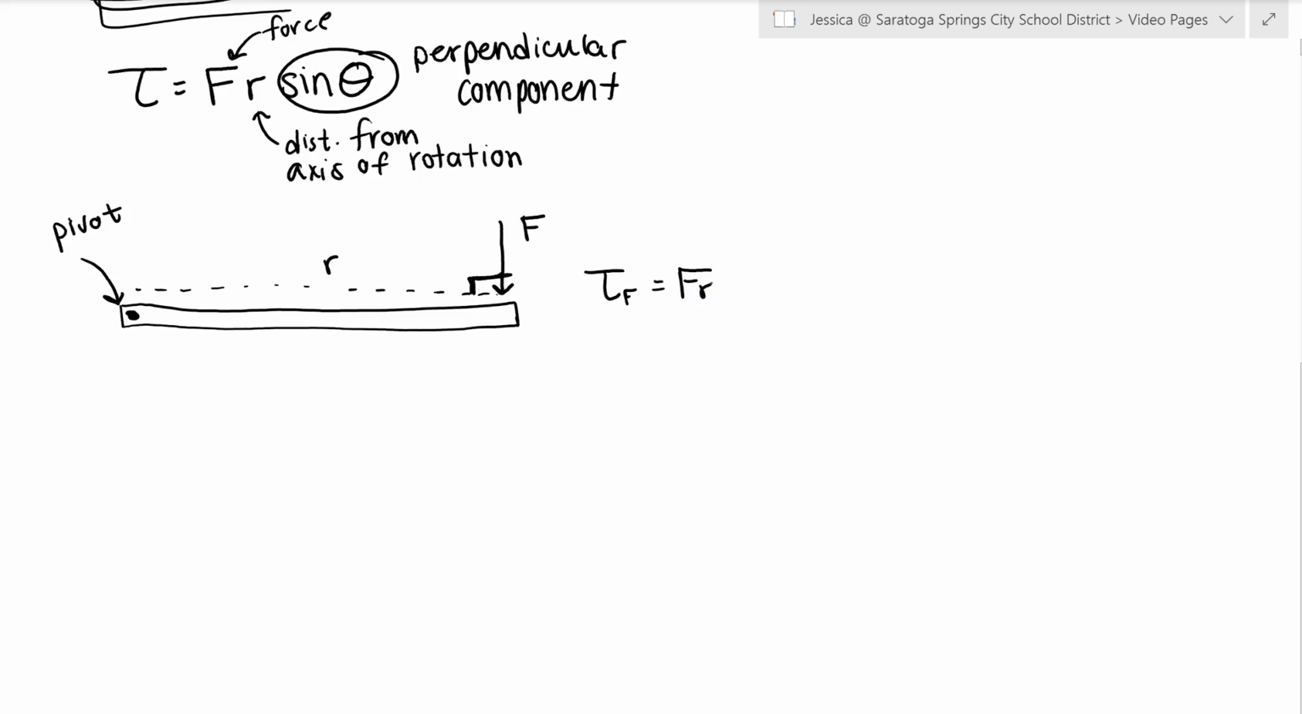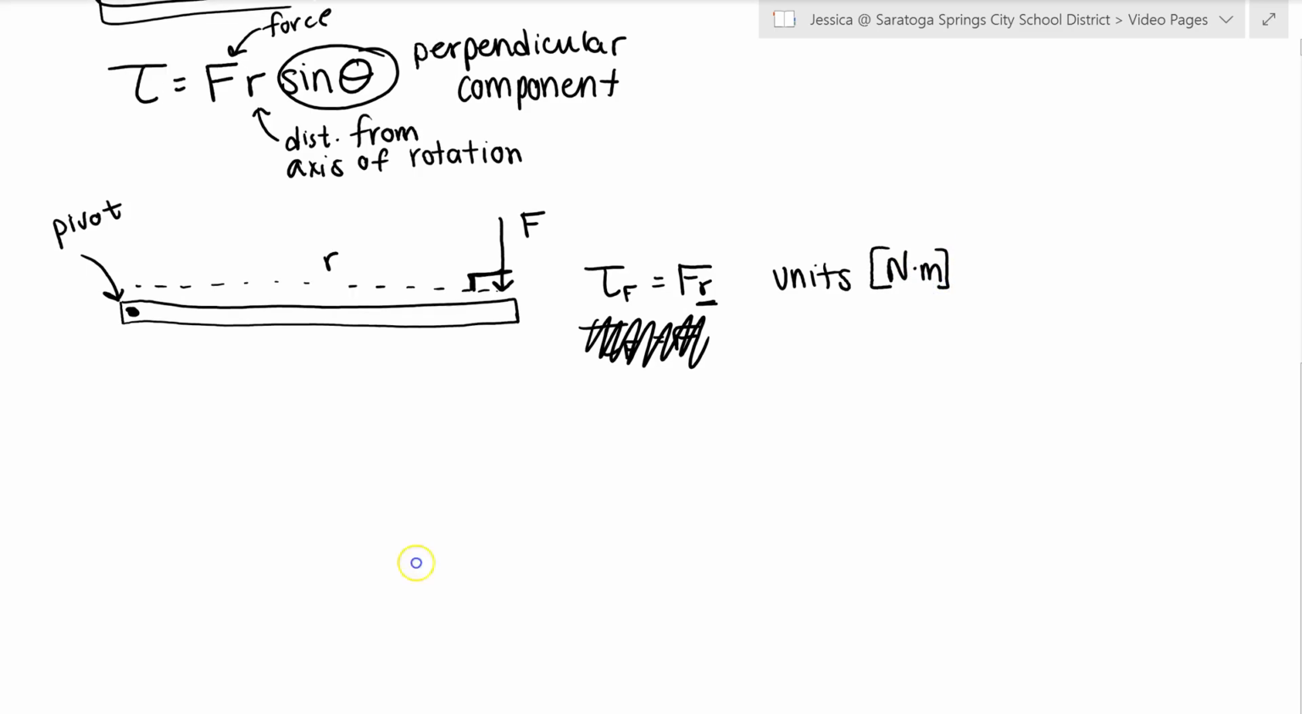One thing students often forget is they'll just say, oh, the torque from F is just F. They'll forget that R component. That is very, very wrong. You have to take into account R. That's part of the definition of a torque. And the units for torque are going to be a Newton times a meter.